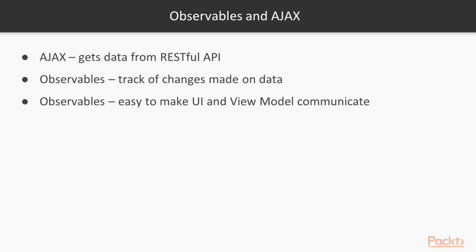Next, we will see working with observables and AJAX. In order to get data from the RESTful API, we will use AJAX. Observables keep a track of the changes made on the data and reflect them automatically on all the locations where it is used and defined by ViewModel. By using observables, it becomes very easy to make the UI and ViewModel communication dynamically.